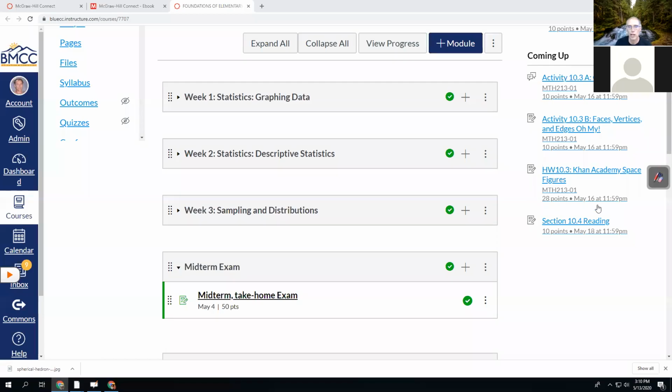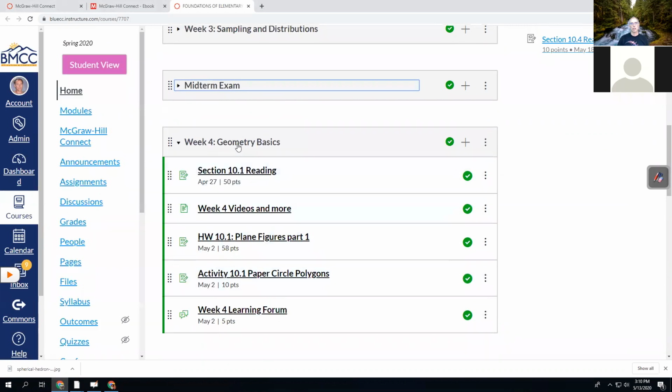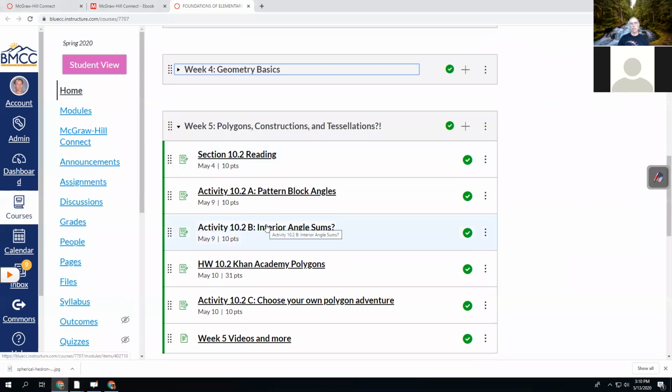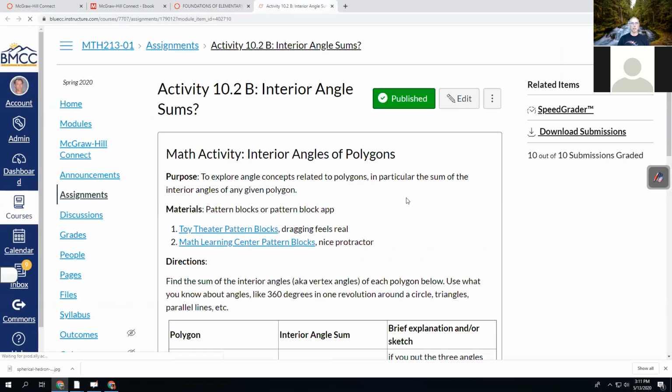All right, so we are backing up from 10.3 to 10.2 for a moment because there were some problems with Activity 10.2B, the interior angle sum. And perhaps my instructions left something to be desired. So let's go see my instructions.